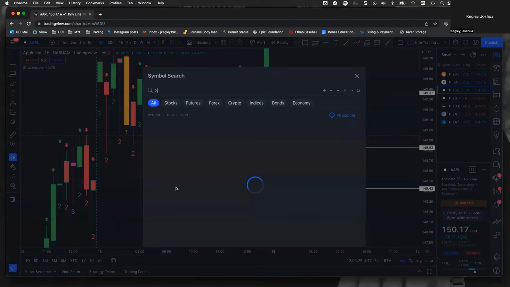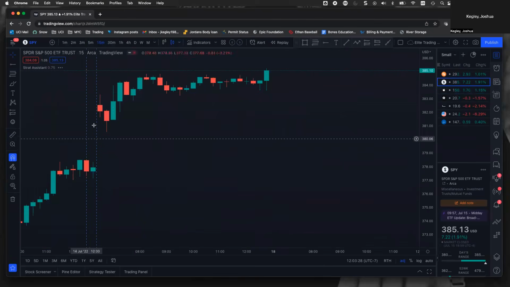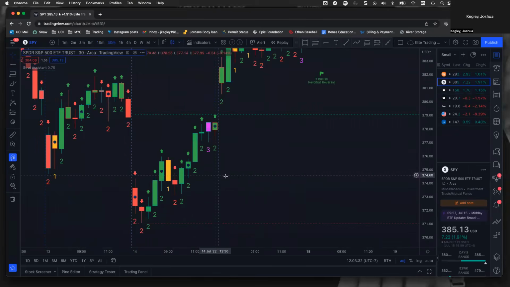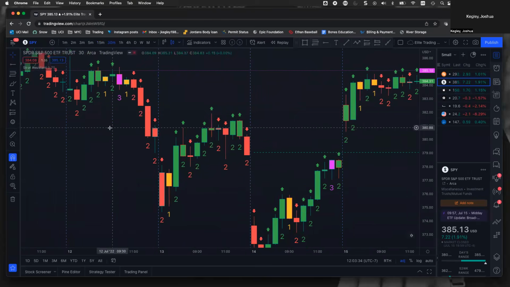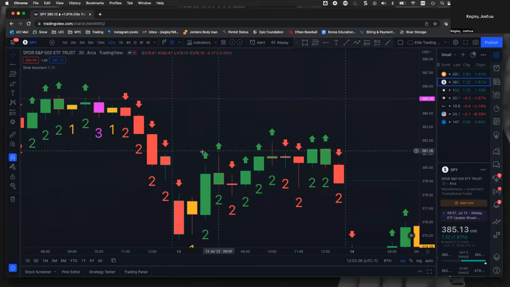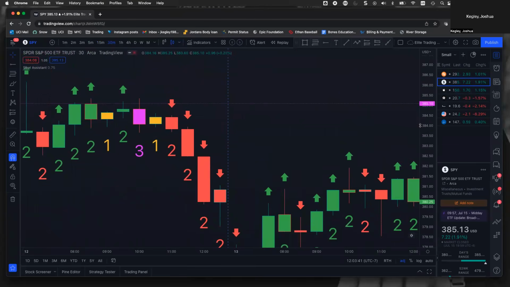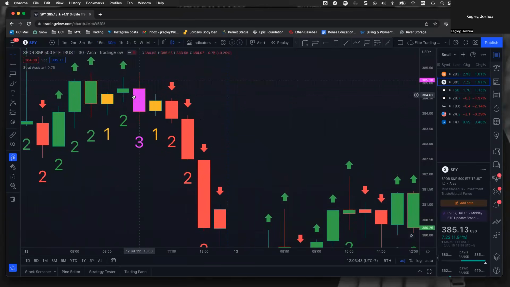So let me see if I can find one on SPY. I want to try and find a 3-1-2 for you guys. I think there was one the other day. Yep. All right. So this was a nice move on SPY the other day. Here's a 3-1-2 pattern, right? Okay, so you have a 3-1-2.